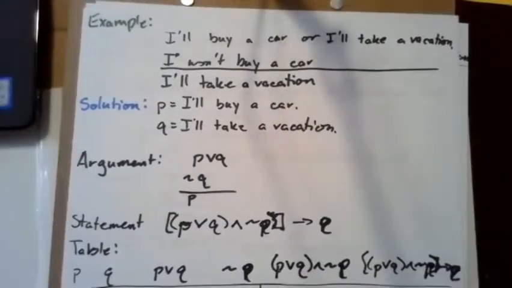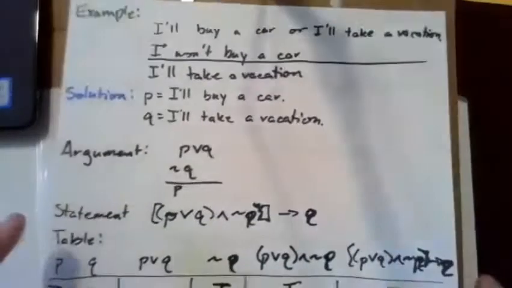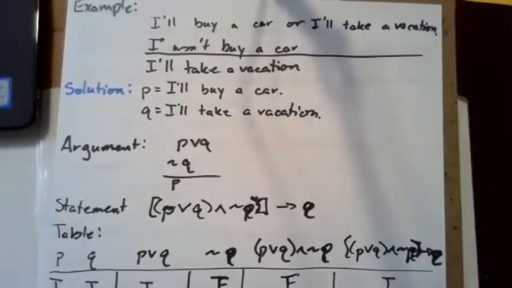Another example: I'll buy a car or I'll take a vacation. I won't buy a car, therefore I'll take a vacation. We let P be I'll buy a car and Q be I'll take a vacation.